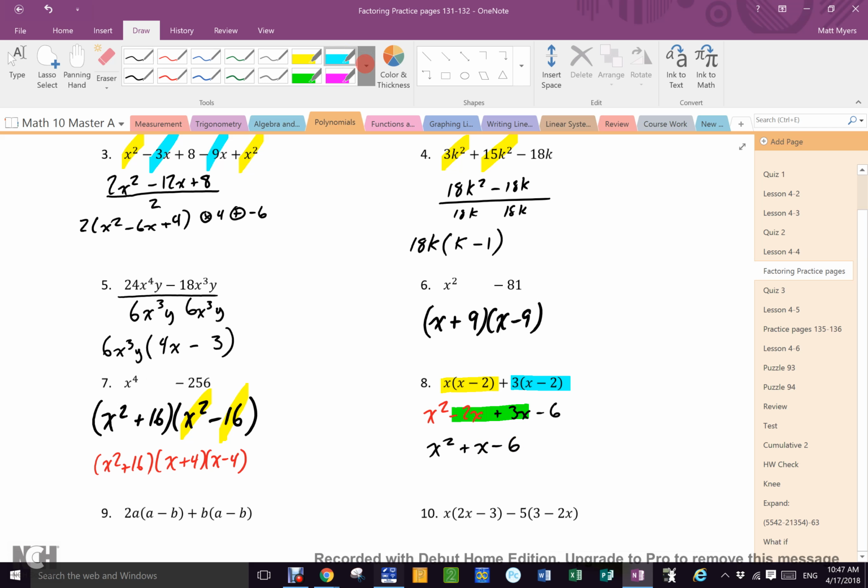And then what would we do with that? No, not distribute. We'd factor it, right? And to factor that, we would need numbers that multiply to negative 6 and add to 1, correct? It's 3 and 2, right? So I would have x plus 3 and x minus 2. Does everyone see my progression there? How many steps did it take? 3. Everybody agree? Now, I'm going to erase my highlighting and I'm going to show you guys something.